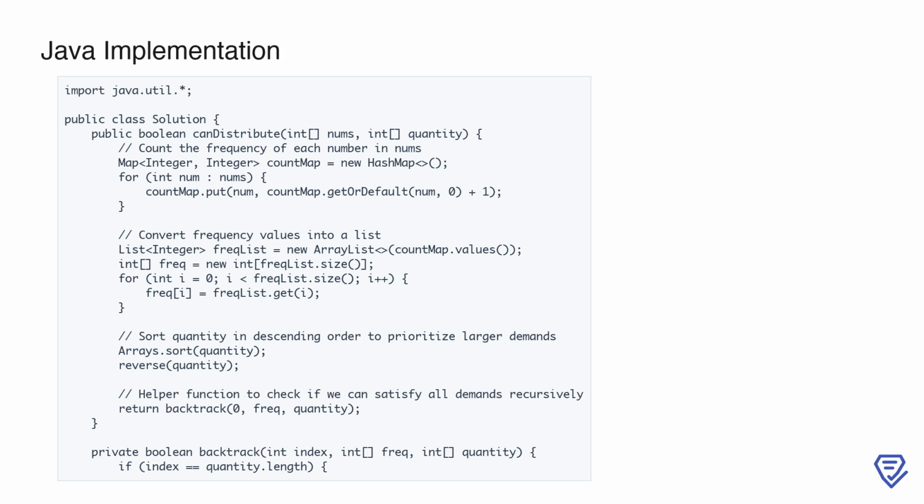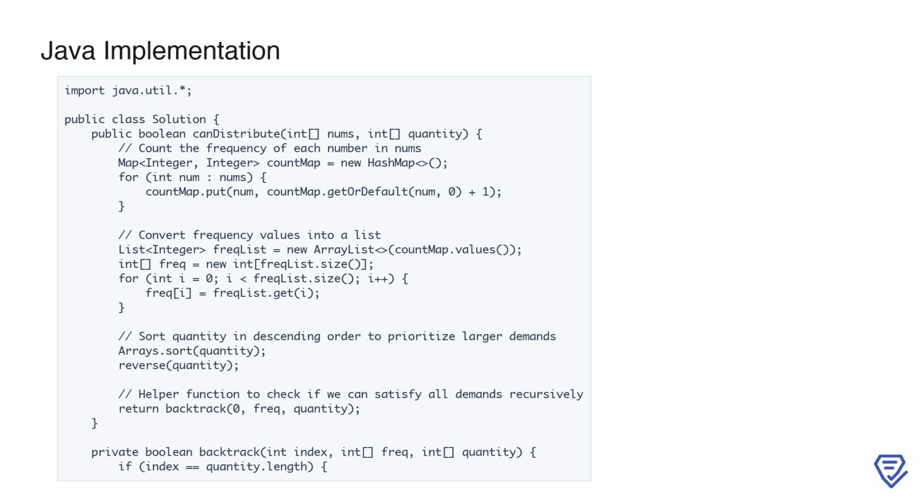Next, we extract these frequency values into a list called frequency list, which is then converted into an integer array, frequency, for easier manipulation. After that, we sort the quantity array in descending order. This step is important because it allows us to prioritize satisfying the larger demands first, which can help optimize the solution. To reverse the sorted array, we use a helper method called reverse, which swaps elements from the start and end of the array until the middle is reached.